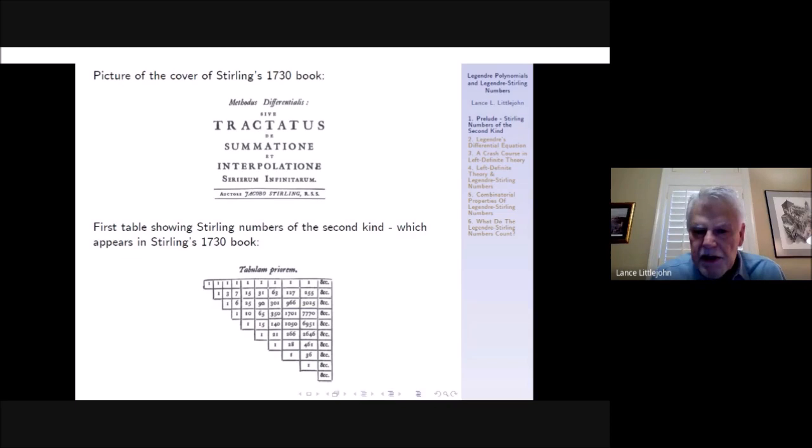It plays a role in the operator theory that I'm going to be talking about. And I also want to tell you about a new set of combinatorial numbers. Well, they're not really new. They're 20 years old now, but I want to tell you about these things called Legendre Stirling numbers, and we'll compare them to Stirling numbers of the second kind.